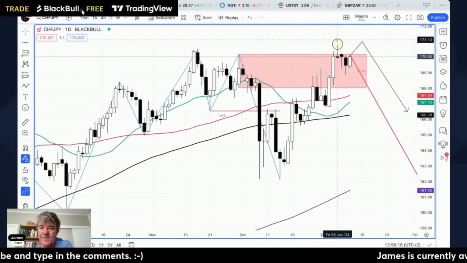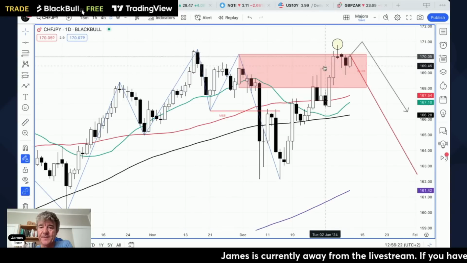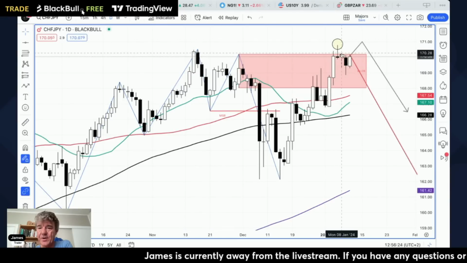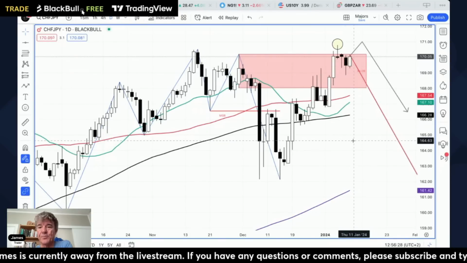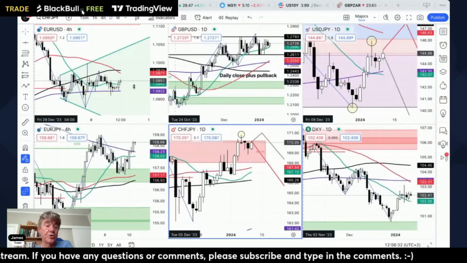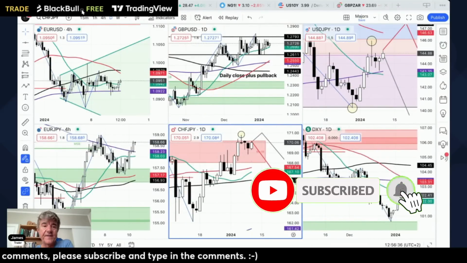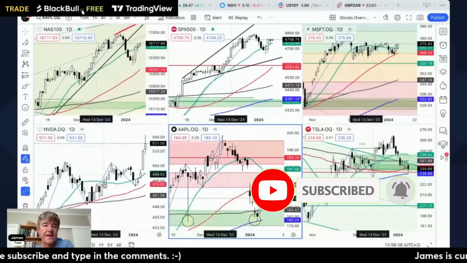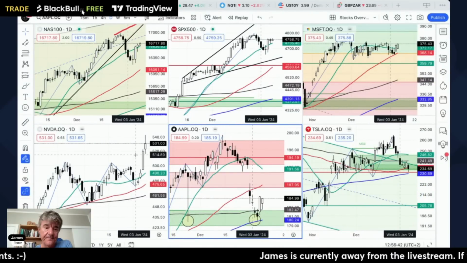I like the fact that we made a new high above that high to the left and then rejected. So that's a false breakout as it stands at the moment. But today, or at least this week, we need to have another strong push down. We're short on Swiss franc, Japanese yen, and we're short on the dollar, Japanese yen, none of the other currencies at the moment.